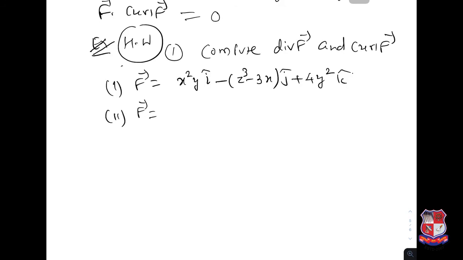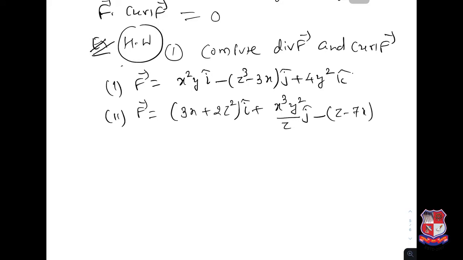F equal to 3x plus 2z square i plus x cube y square over z j, then minus z minus 7x k.